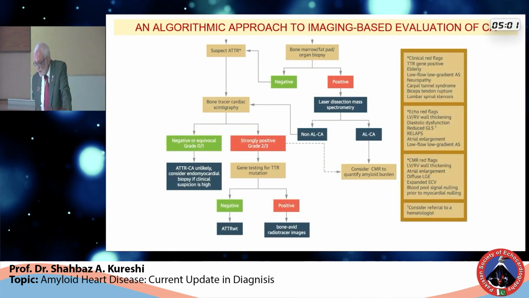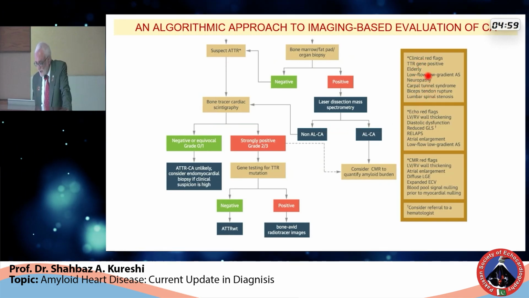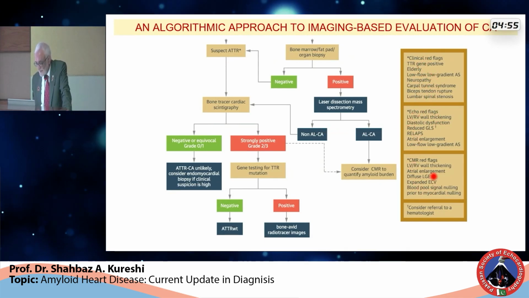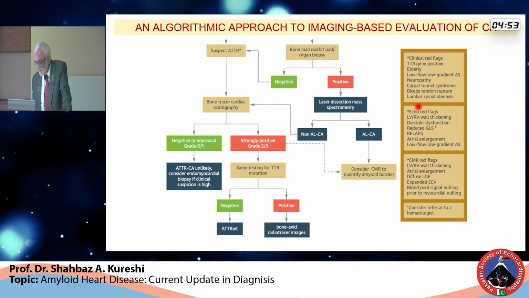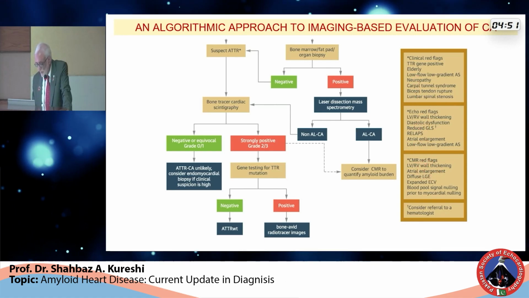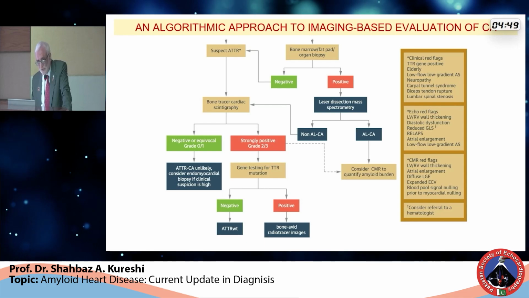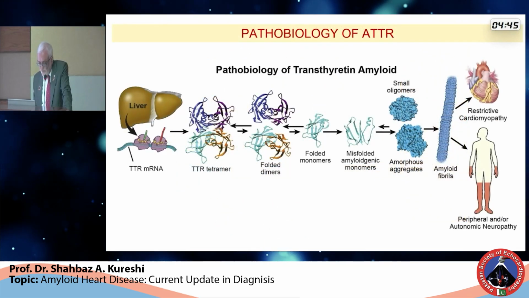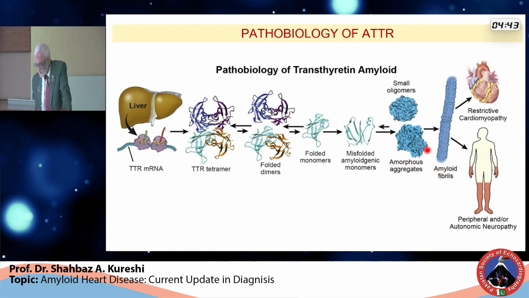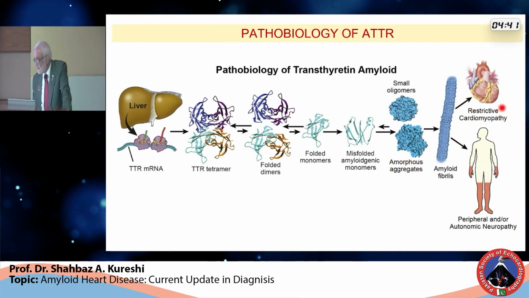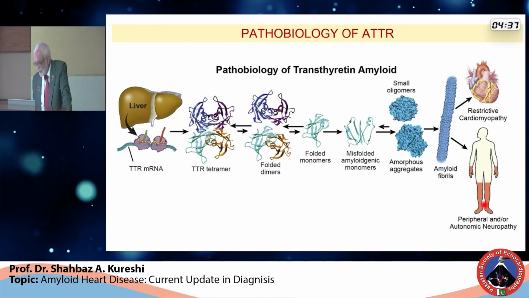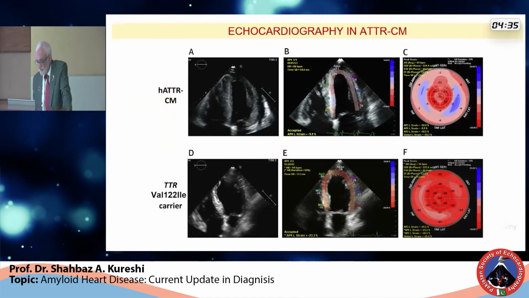Now, when we look at the algorithm, there are clinical red flags, there are the echo red flags, and there are the CMR red flags, which you should keep in mind when you are looking at these patients with a high suspicion of amyloidosis. This is the pathophysiology, the process which takes place, results in restrictive cardiomyopathy, and then peripheral and or autonomic neuropathy in these patients.